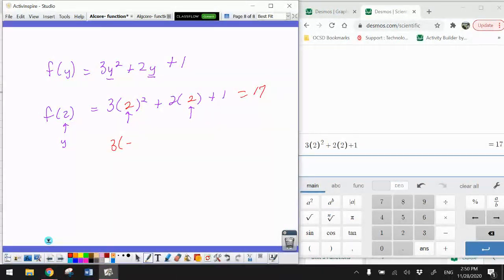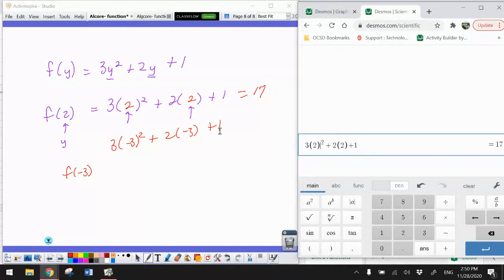And I can do the same thing. Let's say I want to do f of negative 3. So I'm going to put in a negative 3. And again, it's real easy just to click inside of the equation that you've already got started. Backspace, change that to a negative 3. Go to the 2. Backspace, change that to a negative 3. And I see my answer is 22.